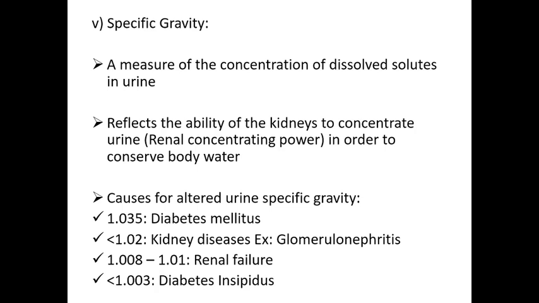Now in diabetes insipidus, what happens is the person is losing a lot of water, so there is a further drop in the specific gravity, because the solutes that are excreted in urine get diluted. So the specific gravity is further reduced. That is why in diabetes insipidus, the specific gravity of urine is less than 1.003.